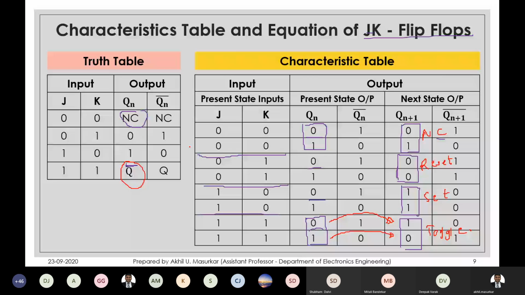Those who have finished with the characteristic table can go for the K-map. You will require a 3-variable K-map. The inputs to the K-map will be J, K and Qn, and the output will be Qn plus 1. So these are your inputs and these are your outputs. Ashlesha, go ahead with the K-map.